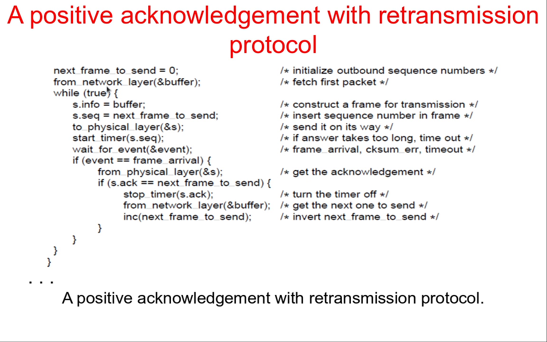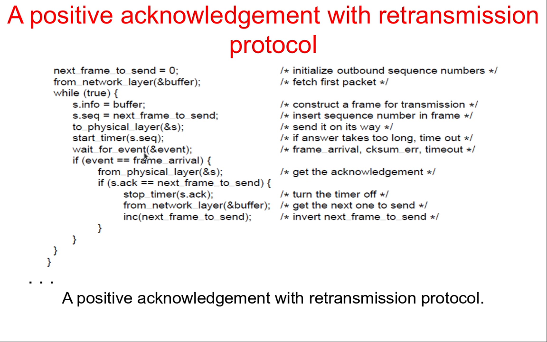Now go and take a packet from network layer as usual, and in an infinite loop put the payload part into the frame's info part and assign a sequence number to that frame, which is the next frame to send. Now at first it will be assigned 0, and send this frame to the physical layer. At the same time, start timer for that s.sequence, this number, and also wait for event.